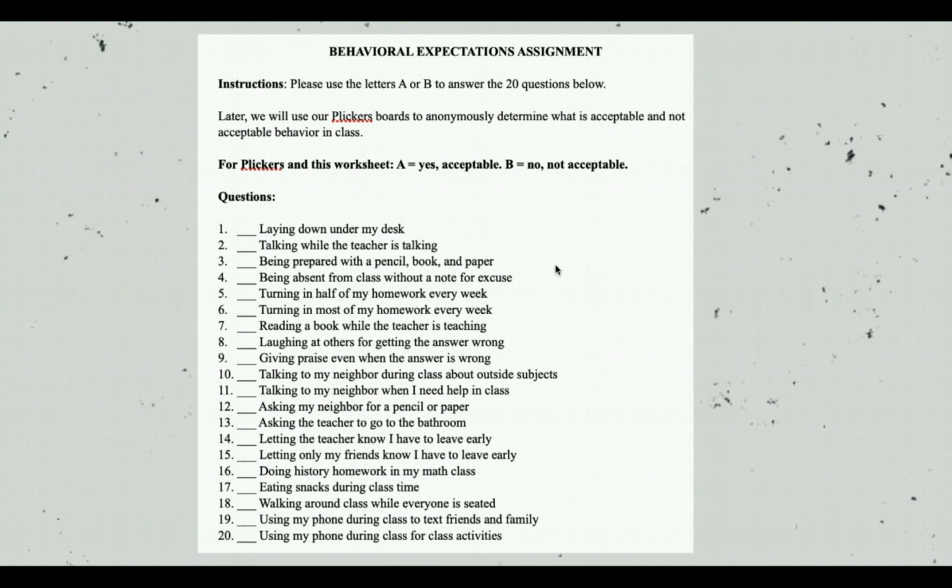And lastly, here's the behavioral expectations assignment sheet. Just to read a few, we would ask whether laying down under my desk is acceptable or not acceptable. Students would hold up the placards, answer A or B. We would ask whether letting the teacher know that you have to leave early is acceptable or not acceptable. Doing my history homework in my math class, acceptable or not acceptable, just to name a few.